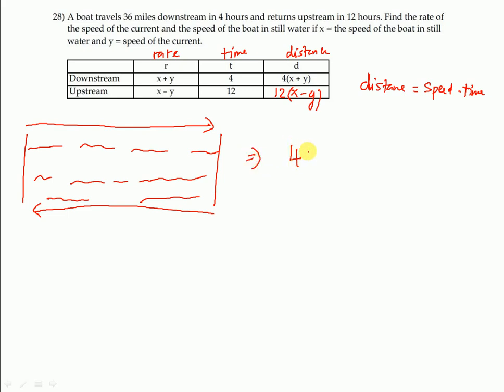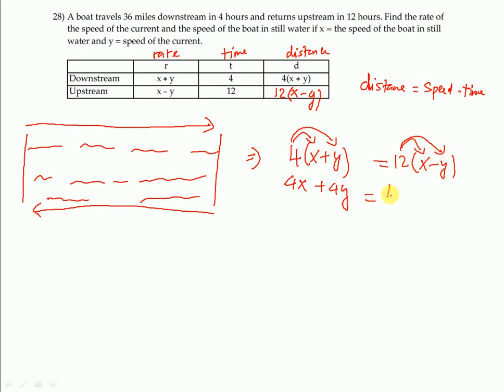So I can conclude that for x plus y, the distance of downstream must be equal to the distance when you go back upstream. So downstream is on the top, upstream on the bottom. They must equal each other. Now you can solve for x and y. So let's do the distribution here. I can have 4 times x plus 4y, and do the same thing here: 12x minus 12y.